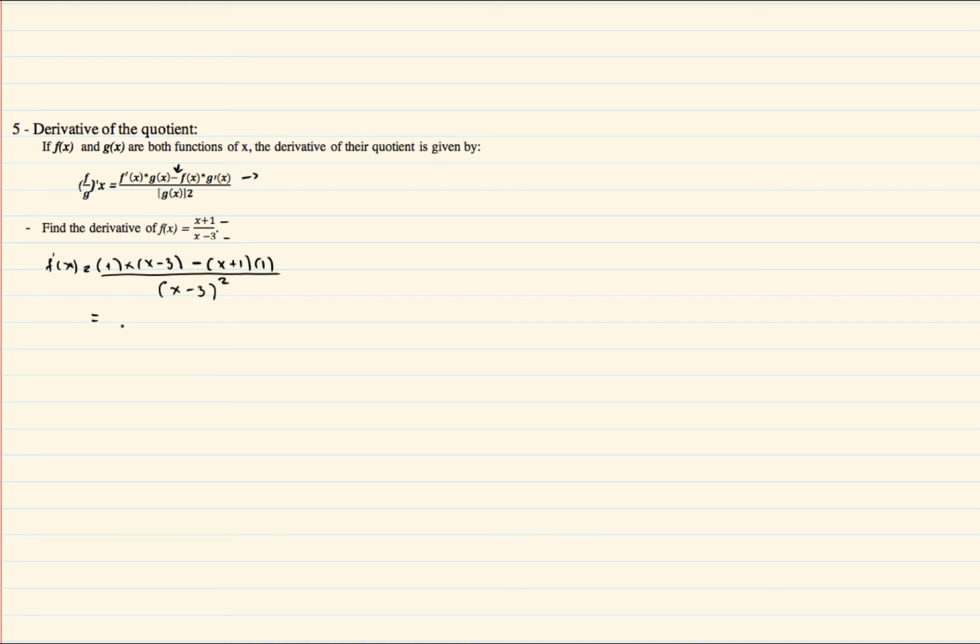So what we have is x minus 3 minus (x plus 1). This and this will subtract, and then we have (x minus 3) squared. And as a result, what we have is minus 3 minus 1 divided by (x minus 3) squared, and we have minus 4 divided by (x minus 3) squared, and it's done.